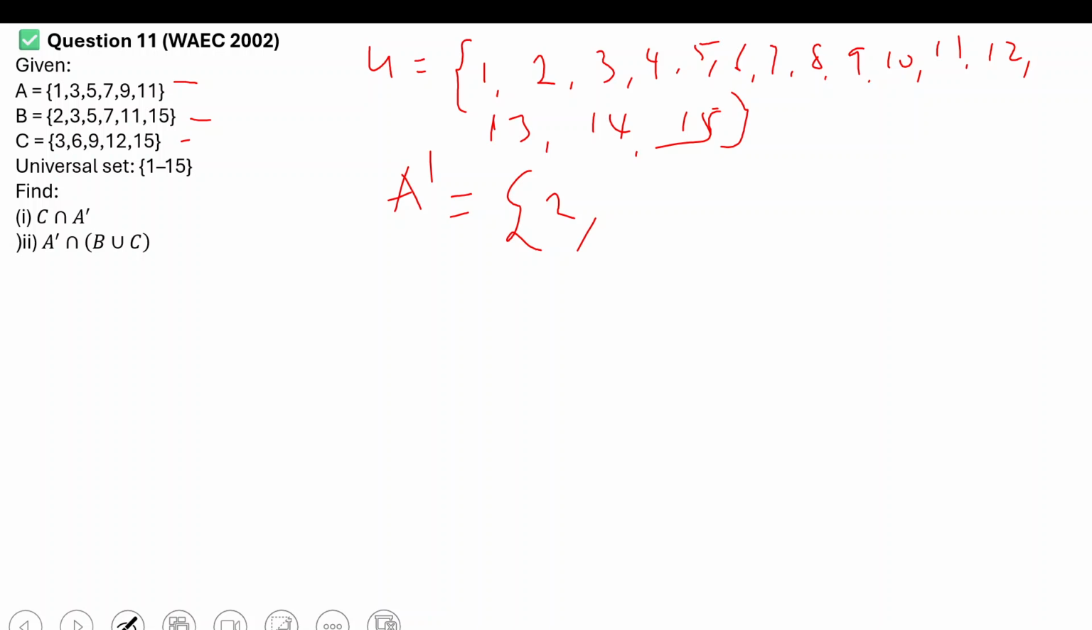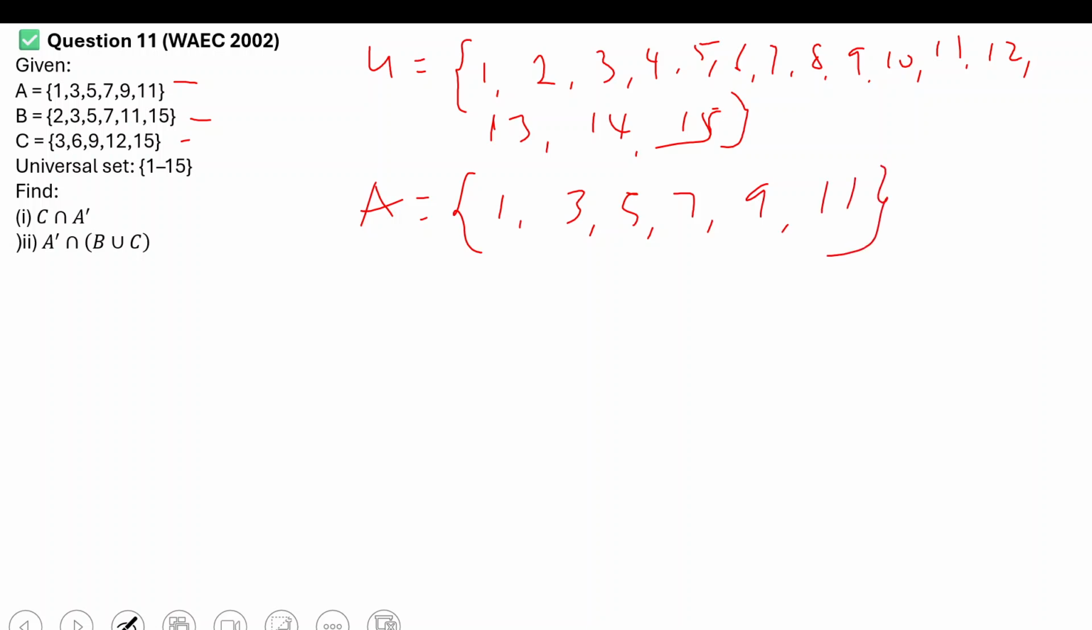Sorry. Let me list A first, so that I can use it here. The A from the question is 1, 3, 5, 7, 9, and 11, right? Okay, so now I'm going to be striking off. I want to generate A prime.